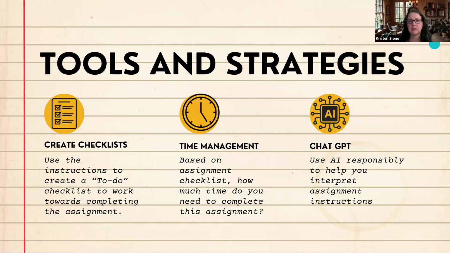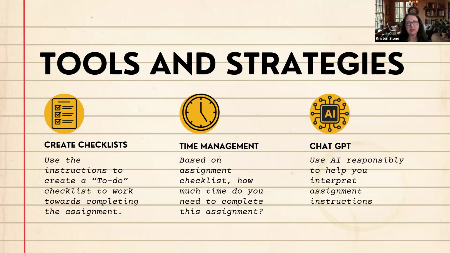Okay. So let's talk about some tools and strategies. These are things you can do when you leave here tonight, when you go to open up that next assignment. Here are some practical tips you can use. The first one, and I think the most important one, is to create checklists. Use the instructions to create a to-do checklist so that you can work towards completing the assignment. I'll show you what that looks like with the assignment we just broke down in a minute.